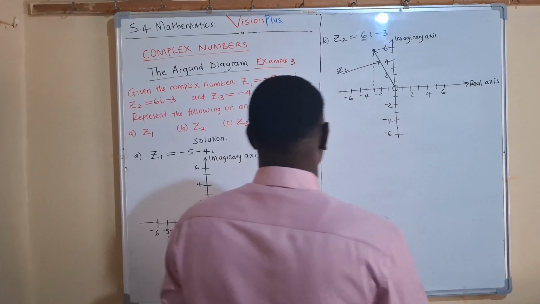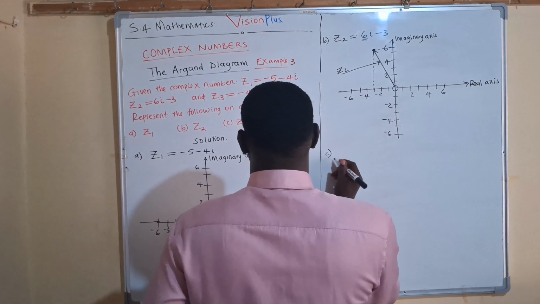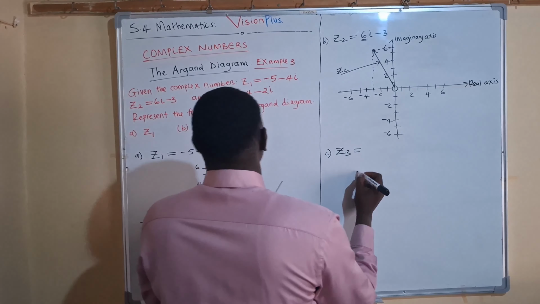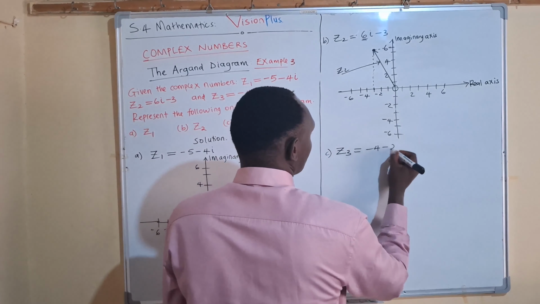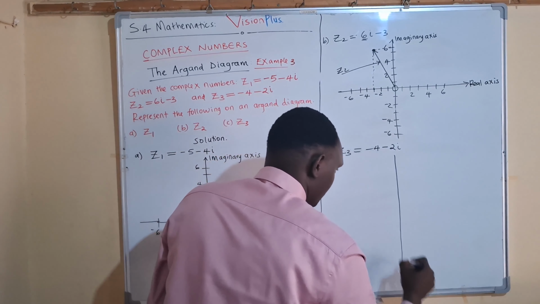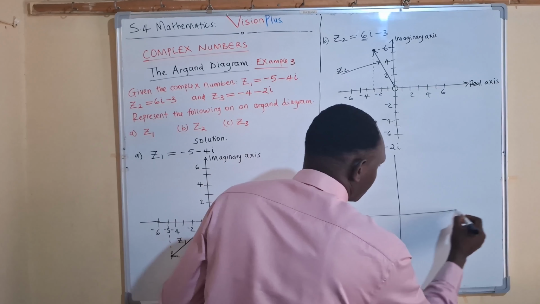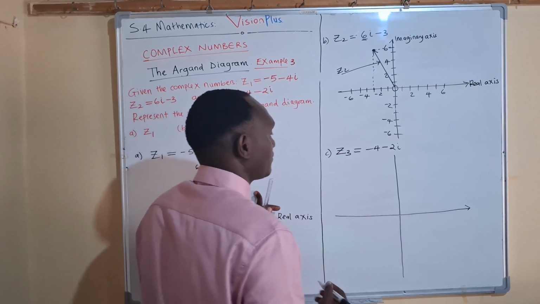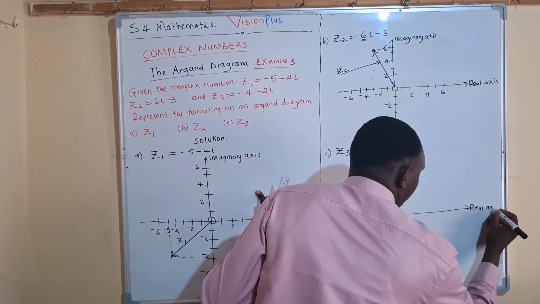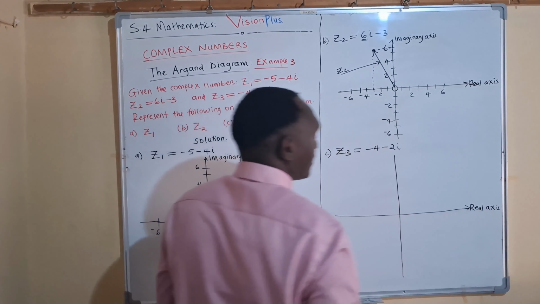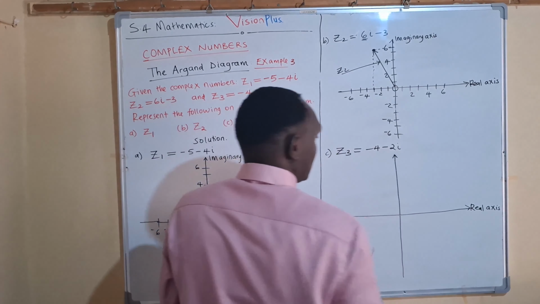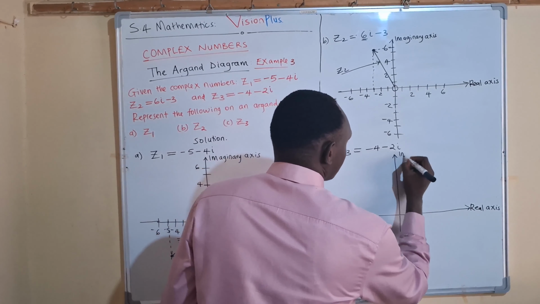Now going to part C. Part C has given us Z3, which is negative 4 minus 2i. Go straight and draw your axes. Remember, this axis must be straight, vertically straight and horizontally straight. So I'm drawing with freehand to save time and to save your MBs, your bundles. And then here we have the imaginary axis.